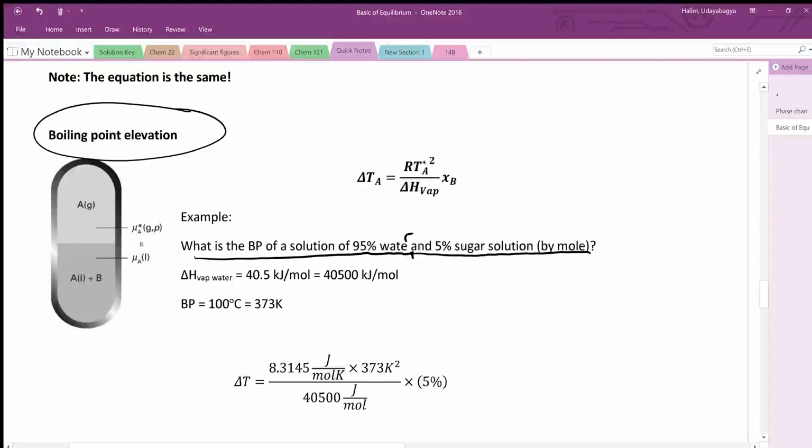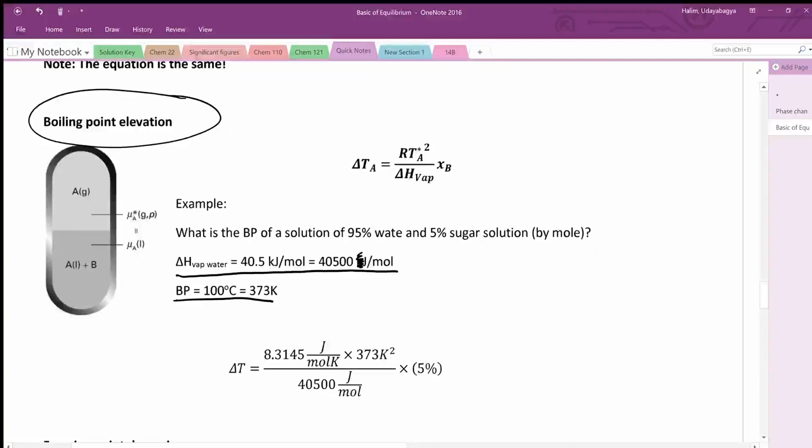You're given that the enthalpy of vaporization of water is 40,500 joules per mole. Oh, excuse me, the unit is not right either. And the boiling point of the pure water is just 100 degrees Celsius. So what is the new boiling point?